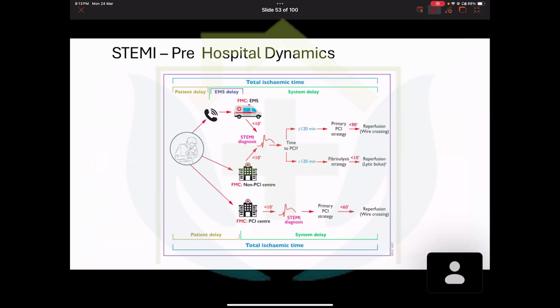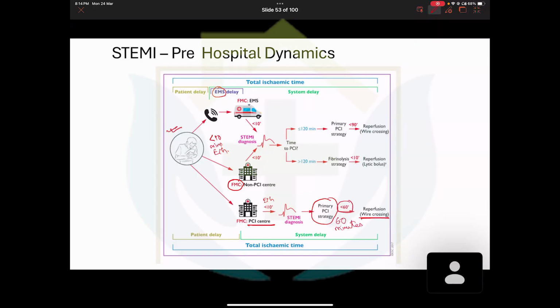So here, once again, very important for the MCQs, please pay close attention. A patient has presented with chest pain and the EMS has been informed. From this point, within the next 10 minutes, the patient should be done with an ECG, as we have discussed previously. The next thing is, what should be the first medical contact point? If it is a PCI center, this is the ECG time, 10 minutes. Primary PCI strategy needs to be undertaken, with less than 60 minutes to wire crossing. So 60 minutes is an MCQ.